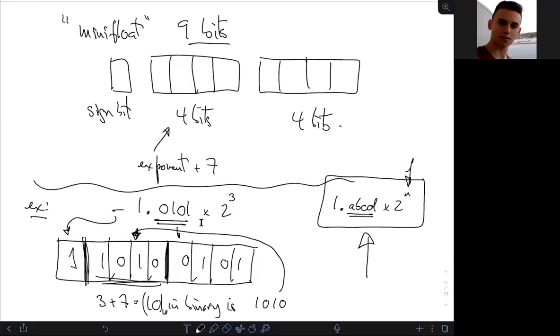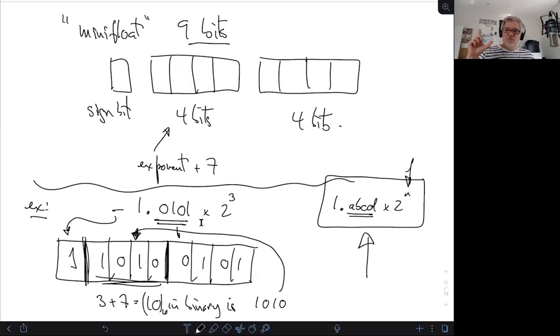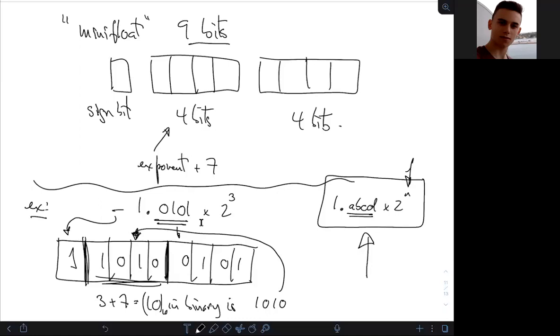Sir, it's not minus 7. Like 3 minus 7. No, the bias is plus. When you write in the field, you add 7. You shift everything up. But if you're reading it to get the real exponent, you'll have to subtract, right? That might be what you're thinking about. And can it give you a negative number? Like, if, for example, it's 3 minus 7, can it give you a negative number?